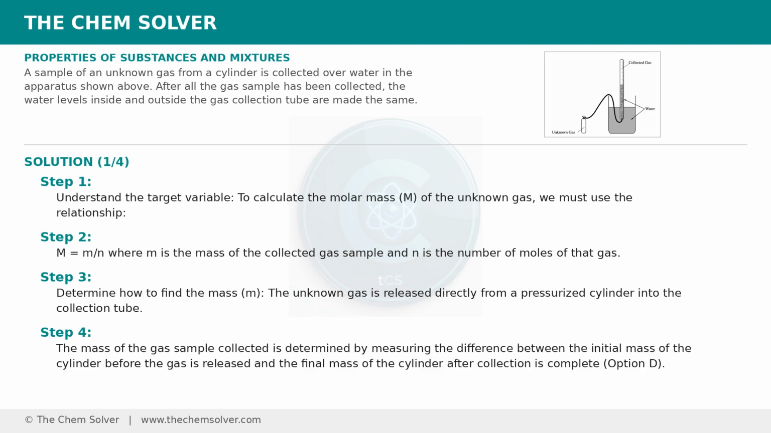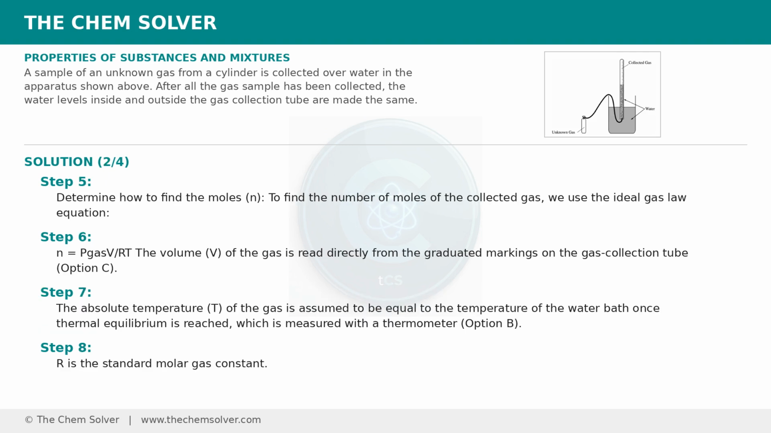M, the unknown gas, is released directly from a pressurized cylinder into the collection tube. The mass of the gas sample collected is determined by measuring the difference between the initial mass of the cylinder before the gas is released and the final mass of the cylinder after collection is complete, option D.